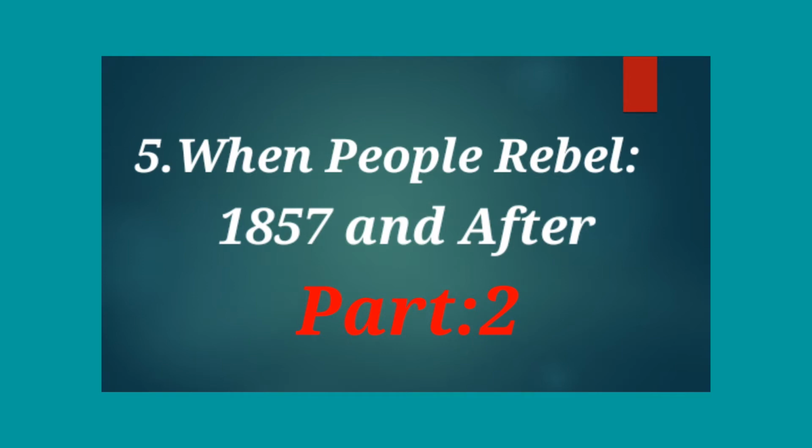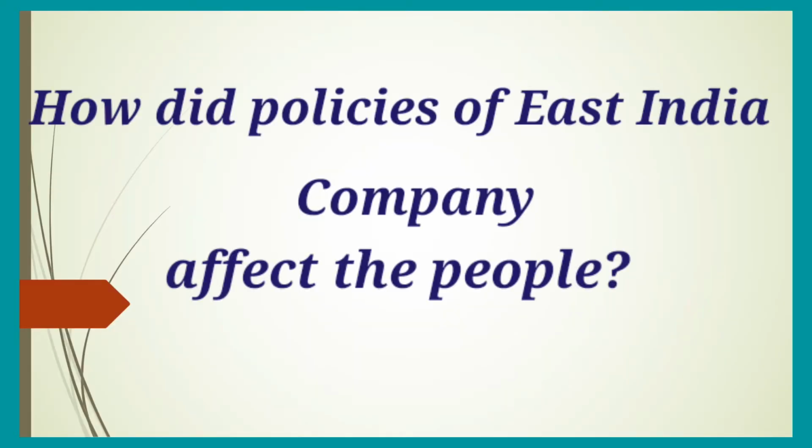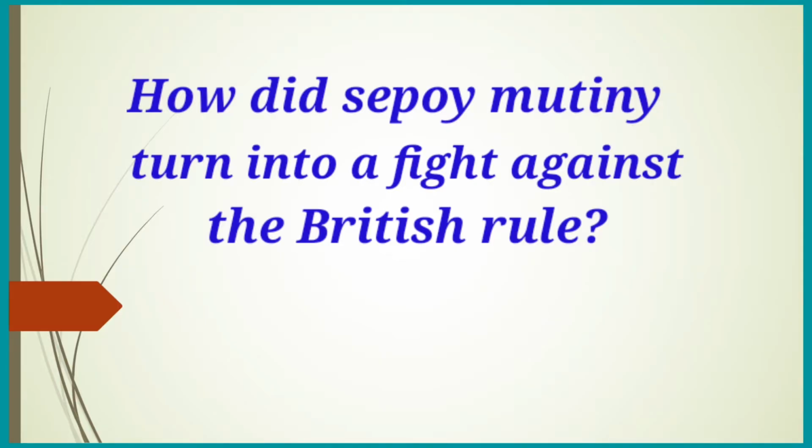This video is the second part of the lesson "When People Rebel: 1857 and After". So far we have learnt very elaborately about how the policies of the British affected the Indian people, and this video is about the second point, as I told you already. This entire lesson focuses on three points. One is how the policy of the British affected the people, and the second point is how the Sepoy Mutiny turned into a fight against the British rule.